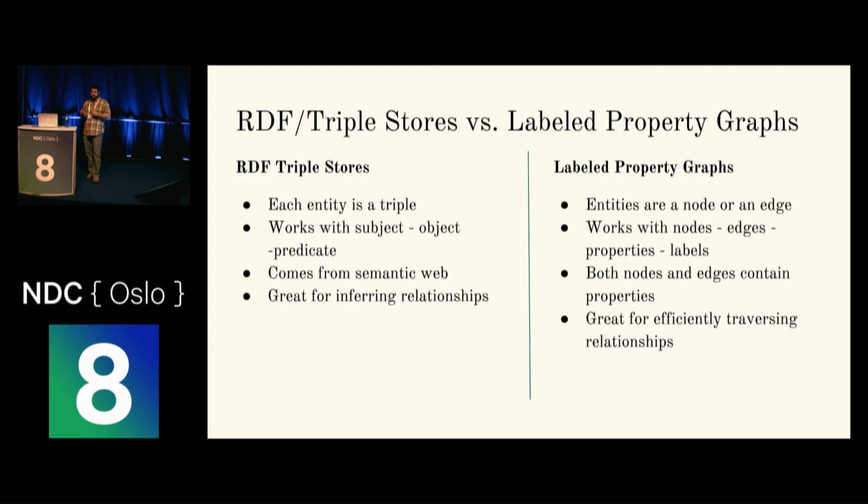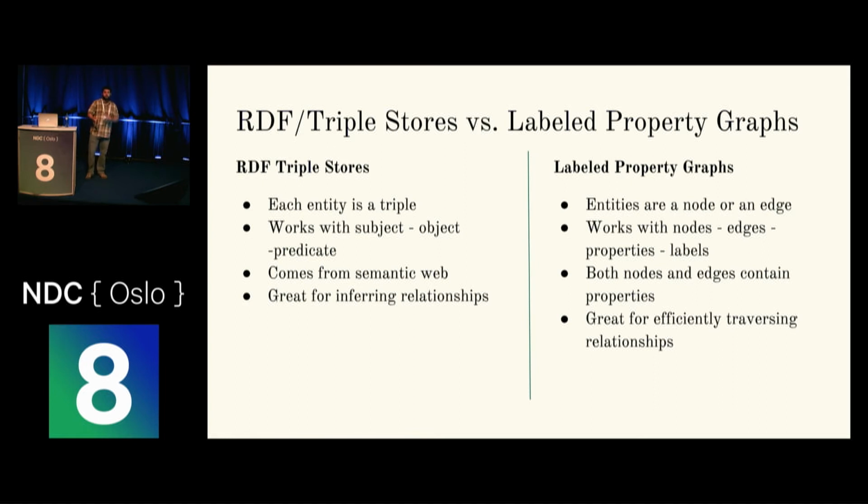When you get down to databases, there are two basic types. There's an RDF triple store and a labeled property graph, or labeled property model graph. In an RDF triple store, each entity in the graph is a triple. That triple contains a subject, predicate, and object. That's what your triple consists of. This comes from the semantic web. There's a W3C standard for RDF, the Resource Description Framework. When I think of RDF data stores, I think they're great for inferring relationships between things that you may not have known were related beforehand.